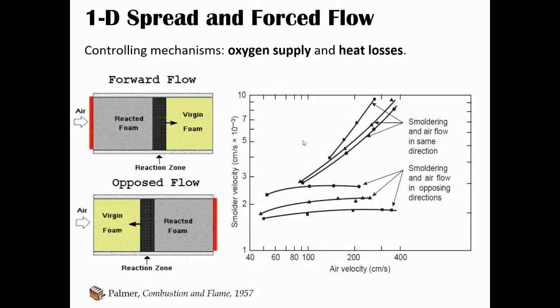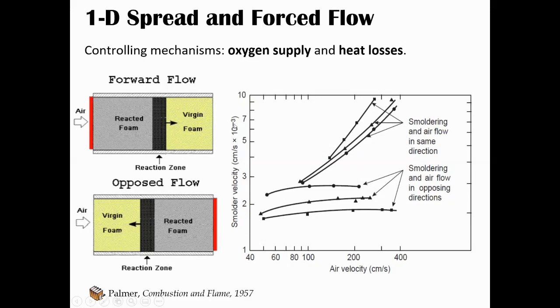When we study and quantify the spread, we obviously like to look into one-dimensional spread, especially when there is a forced flow, when the airflow is forced and known. So we recognize, as it happens with flaming combustion, that there are two modes when we look at the direction of the spread with respect to the direction of the air. If the two are in the same direction, if we are blowing air in the direction of the fire, that's forward flow. If they are opposed to each other, it's opposed flow.